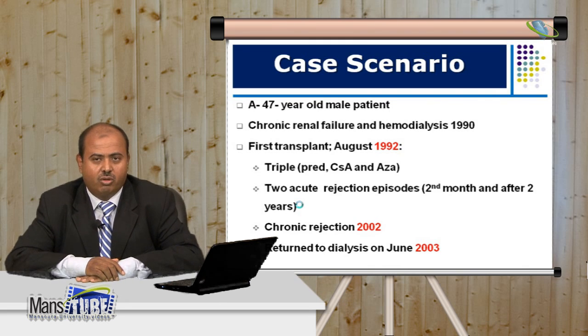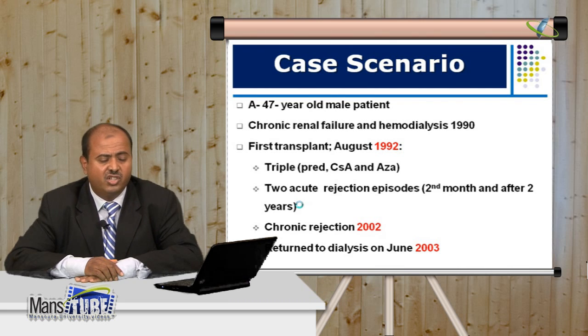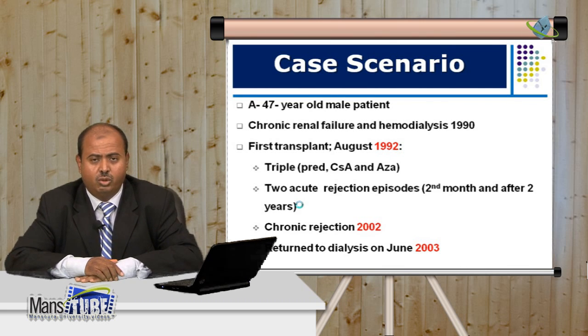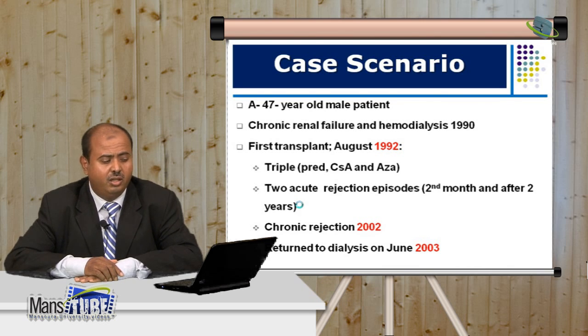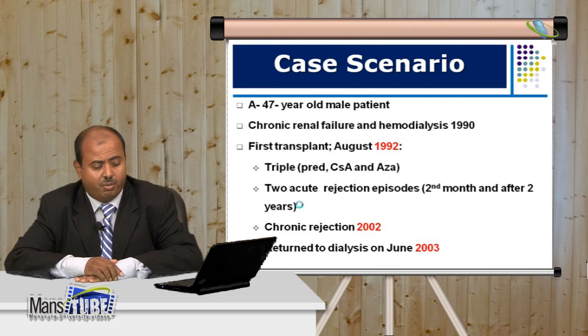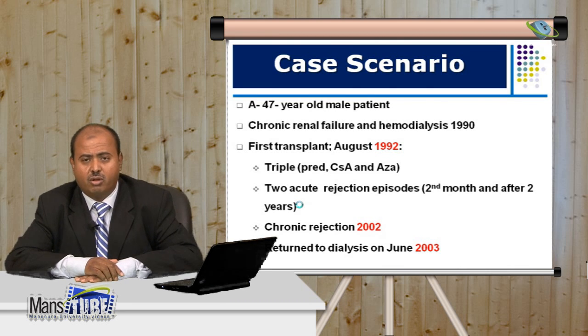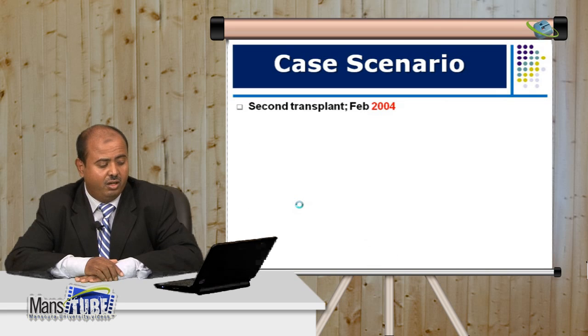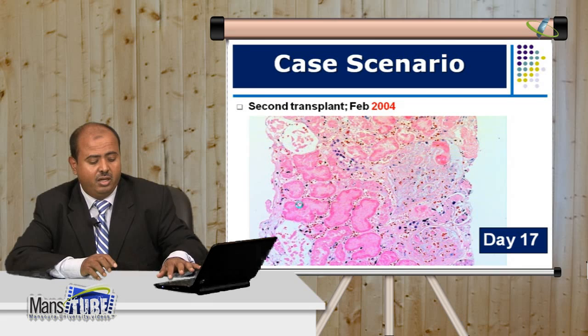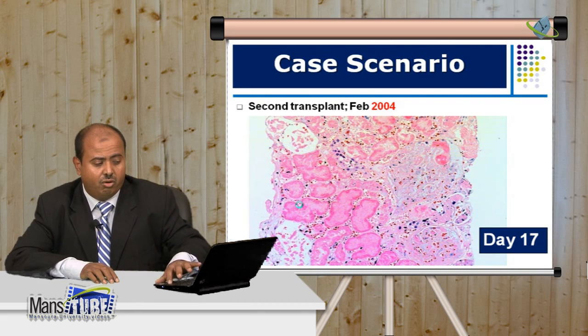This is a case from Mansoura Urology and Referral Center. This is a 47-year-old male patient who suffered from end-stage kidney disease and was maintained on dialysis until he received the first kidney transplant in 1992 and was maintained on triple immune suppression: prednisolone, cyclosporine, and azathioprine. He developed 2 acute rejections, in the 2nd month and after 2 years, that were treated efficiently with pulse steroids, and eventually developed chronic rejection and graft failure and resumed hemodialysis in 2003. Again, he was retransplanted in 2004.